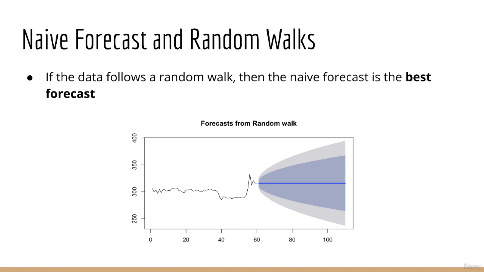Another way to think about this is, if you build a model that you think is good, but it cannot beat the naive forecast, then it might suggest that your model is actually worse than a random walk model. In other words, a random walk model describes the data better than your model.